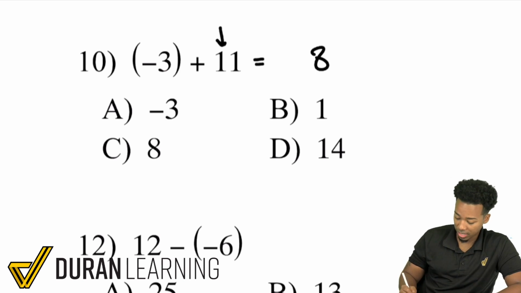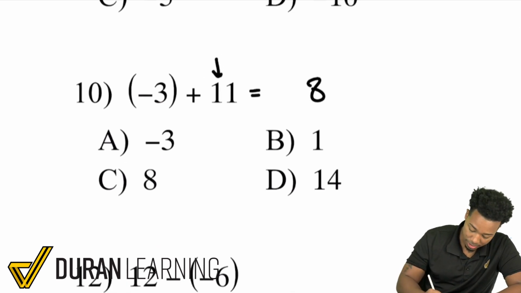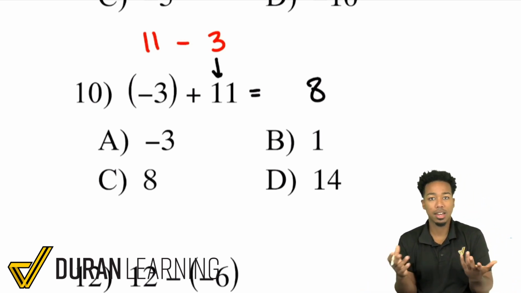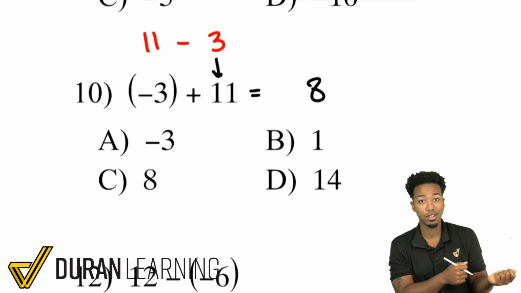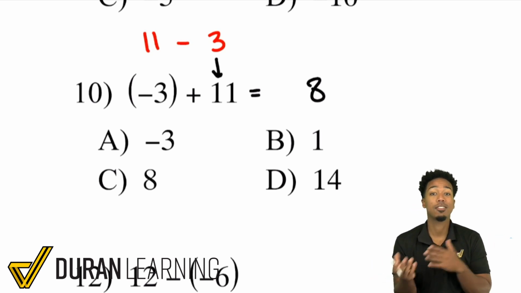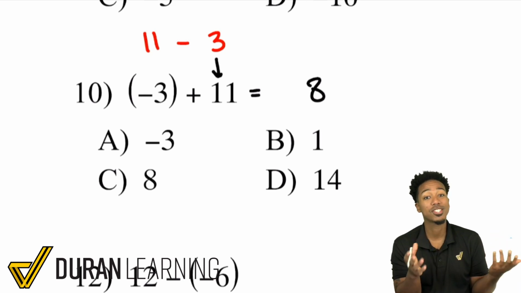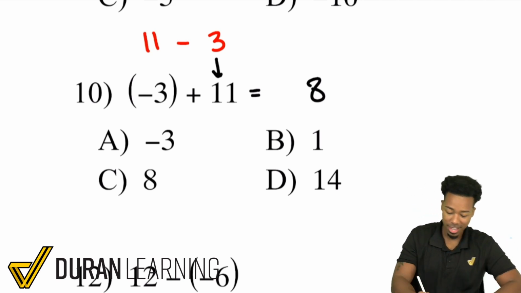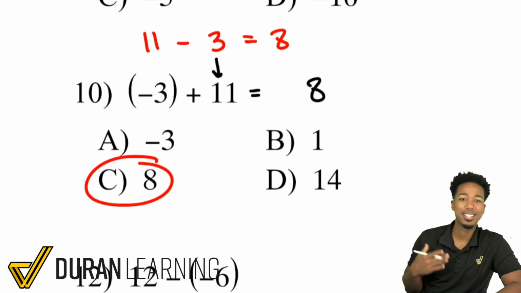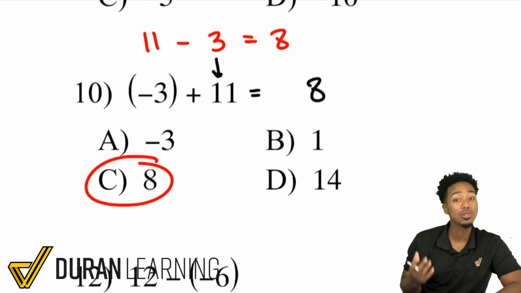Or you can think of it like this. You can think of it as 11 minus 3. You can just switch it over, because again, with addition, 1 plus 2 is the same as 2 plus 1. So instead of negative 3 plus 11, you can think of it as 11 plus negative 3, which is the same thing as saying 11 minus 3, and that is 8. So my party people, again, I'm telling you, this is a lot of fun once you know the rules.